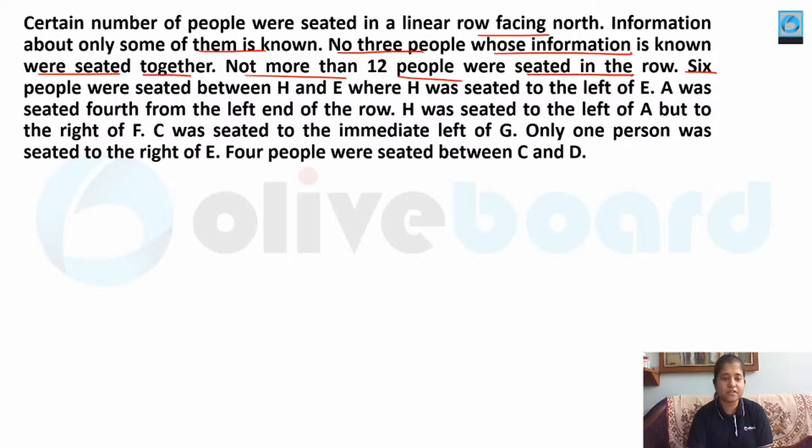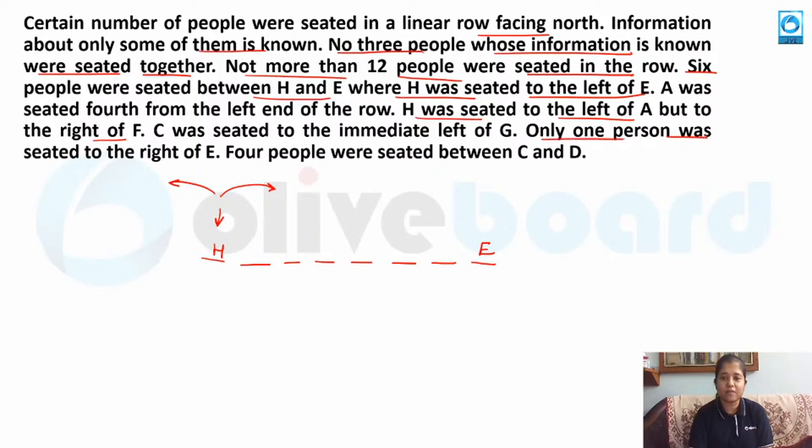So, 6 persons were seated between H and E, where H was seated to the left of E. Let's say this is your H. 1, 2, 3, 4, 5, 6 and this can be E, right? This is one possibility. Now we have that A was seated 4th from the left end of the row and H was seated to the left of A but to the right of F, right? So H has to be towards the left of A. That means A is towards this side and F has to be towards this side, right?